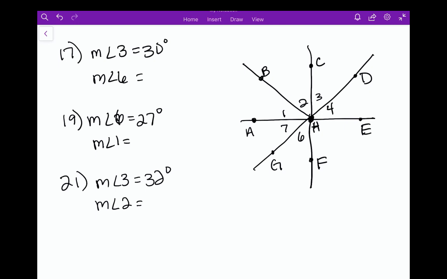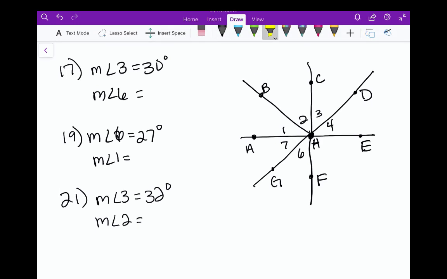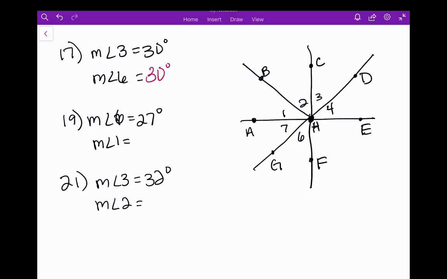Now, you have to be very careful here to know if these are vertical angles. If these are vertical angles, then what I highlighted has to be for both of the angles, and it is. Those are, in fact, vertical angles, and so we can say that they're congruent. For number 19, the measure of angle 6 is 27 degrees. What's the measure of angle 1?